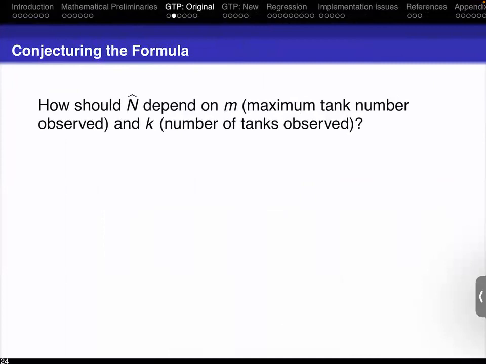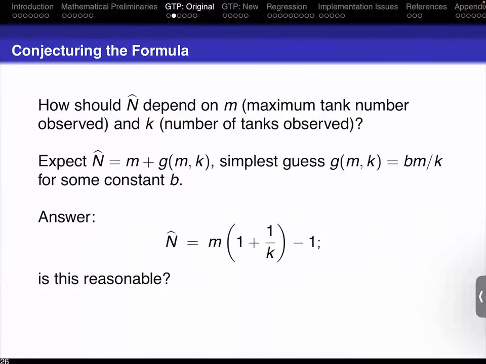We said it should be m plus something, maybe some constant times m divided by k. So it's the simplest guess. The answer turns out to be m times (1 + 1 over k) - 1. So the constant turns out to be 1. Your guess of m over k turned out to be really good. The -1, that's going to be really hard to see.